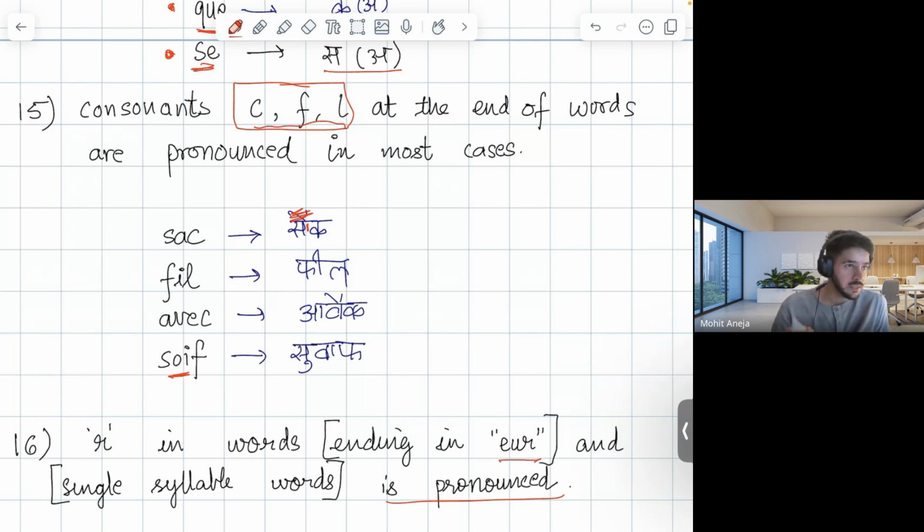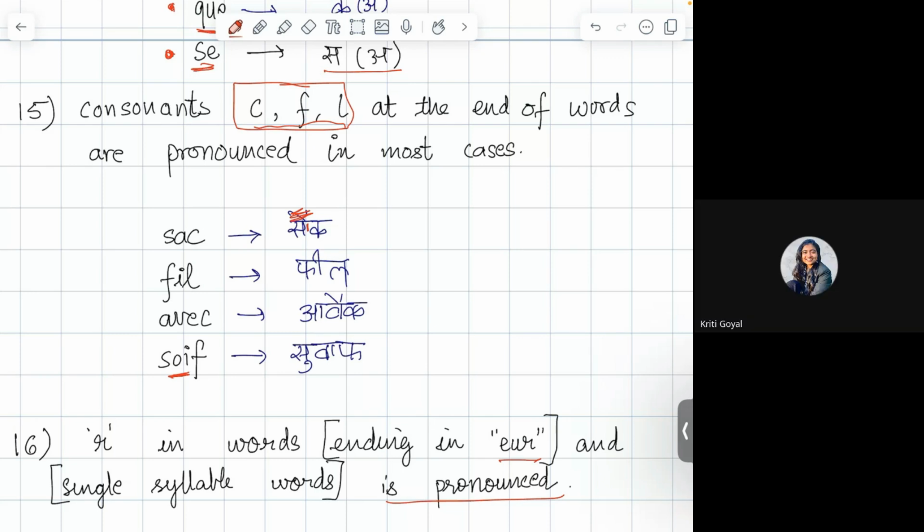So we're going to see now the 15th rule. The 15th rule is we pronounce the consonants C, F, L whenever they come at the end of words. We discussed that whenever there are consonants at the end of a word, we don't pronounce them. This is an exception. We do pronounce C, F, and L at the end of words. There could be exceptions to this as well, but this is a general rule, and CFL at the end of words are generally pronounced in most cases.